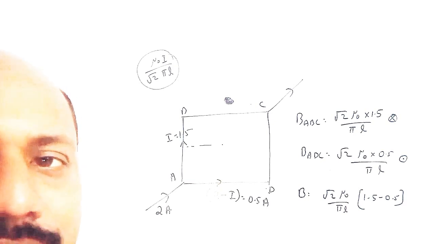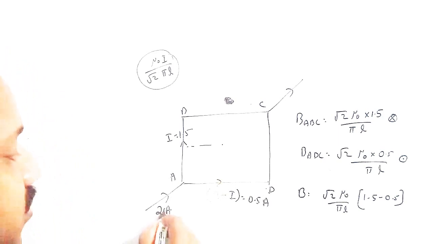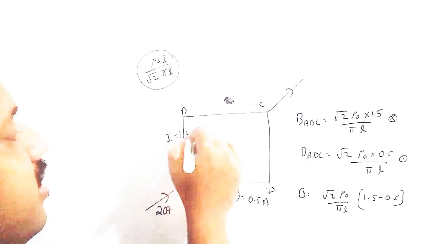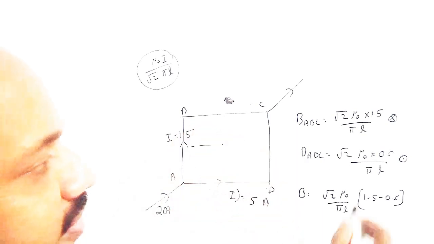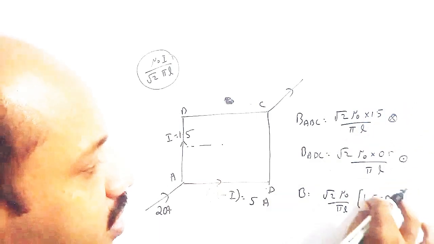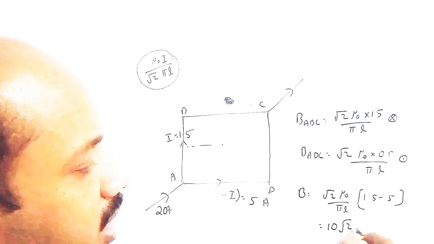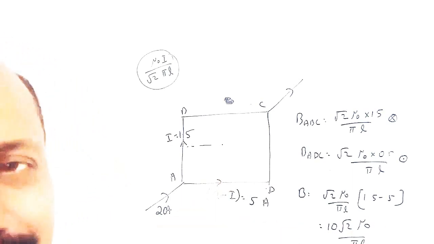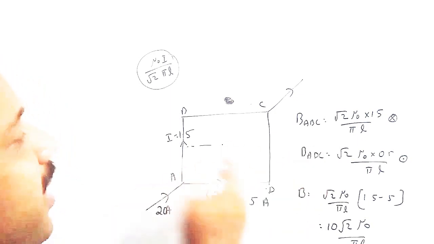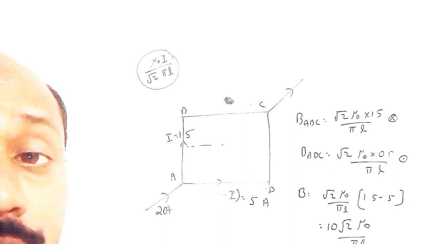Now one mistake we did, right? It is not 2 ampere. The current is 20 ampere. Then it is 15, and this should be 15 and this is 5. Now this is 15 and 5. 15 minus 5 is 10. The answer is 10 root 2 mu 0 by pi L. Instead of 2, they took 20. Therefore, we have to multiply each current by 10 times, right? That's all. Then the answer is 10 root 2 mu 0 divided by pi A.